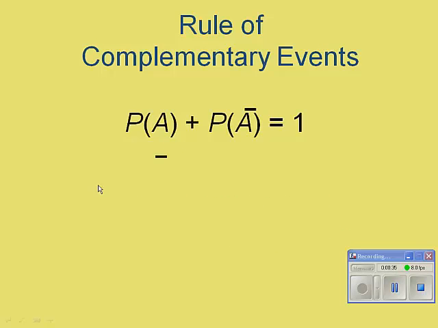So what's the rule of complementary events? Well, here it is, right? What do I mean by a complement? I mean that the probability of A plus the probability of A complement has to equal 1. Although this is not the version you usually write when you use it. Usually you know one of them and you're trying to figure out the other one. So if I know the probability of A, I might use this version: the probability of A complement is 1 minus the probability of A.